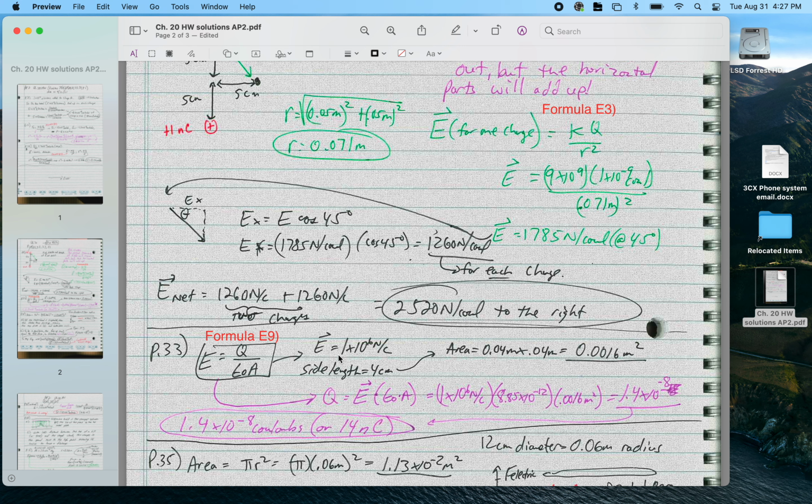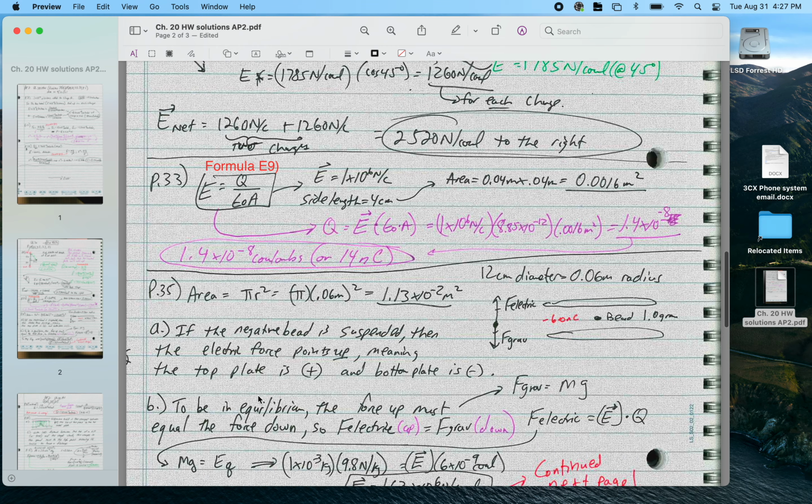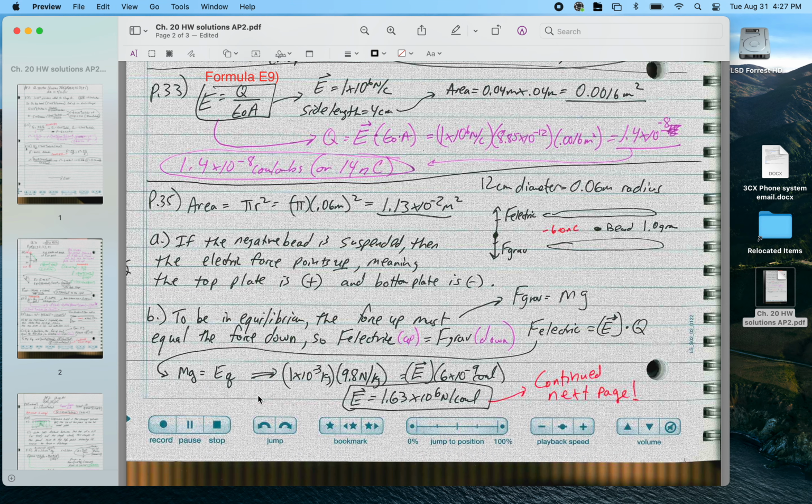And we need to not use just the side length, but the area of the capacitor squared. So 4 centimeters or 0.04 meters squared is 0.0016 square meters. Rearranging, solving for Q, we find that each plate has 14 nanocoulombs, or 1.4 times 10 to the negative 8th coulombs. I think 35 was the toughest problem of them all for this.